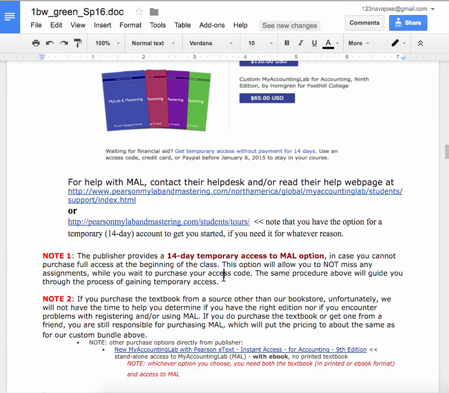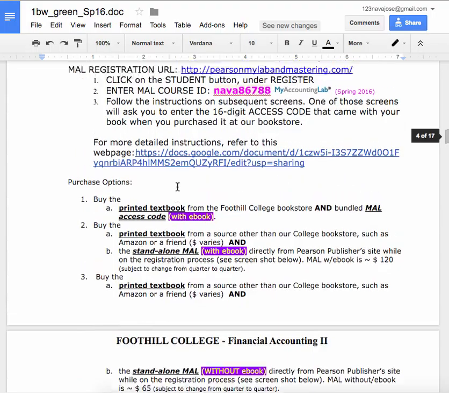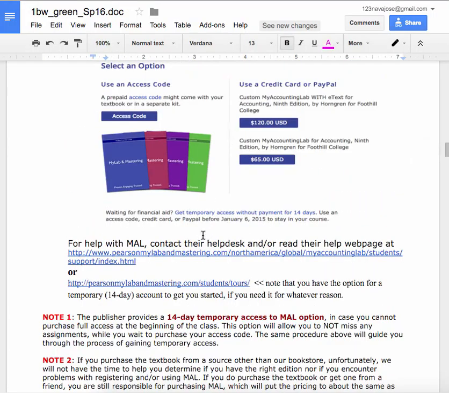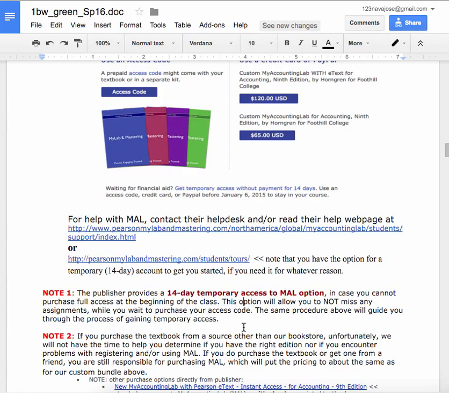If for some reason you cannot buy your book now, you still can actually register into our section using the course ID that I just gave you up here, this one here, without the access code. But you can only be on it for 14 days. It's free for 14 days, and you have to upgrade once you purchase the actual access.